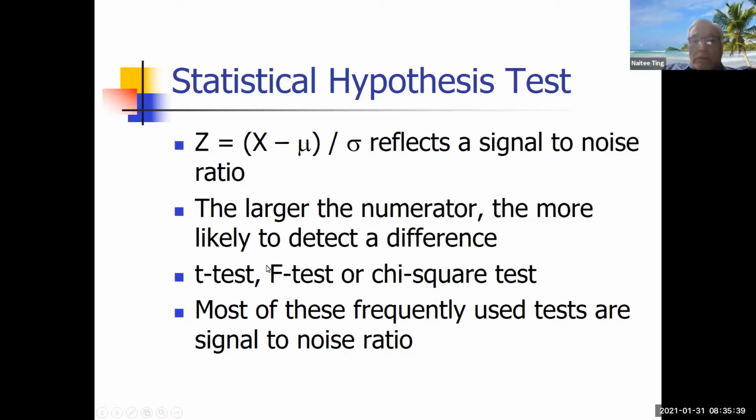And later we're going to talk about the F-test or chi-square test. These are all signal-to-noise ratios. Most of these frequently used tests are signal-to-noise ratios. So we can move from the z-test into a one-sample t-test. And then from the one-sample t-test, we move to a two-sample t-test. So let's take a look at the two-sample t-test.